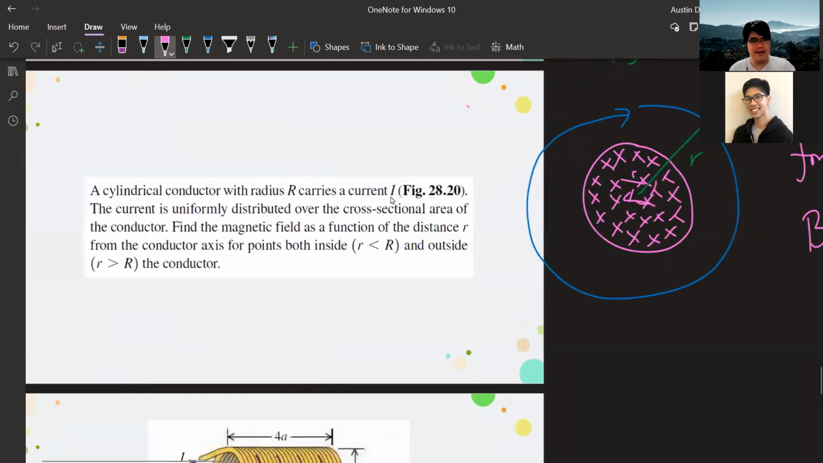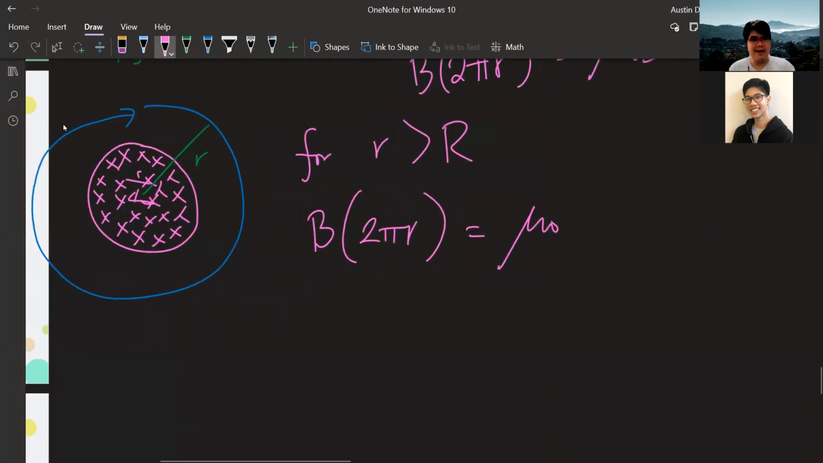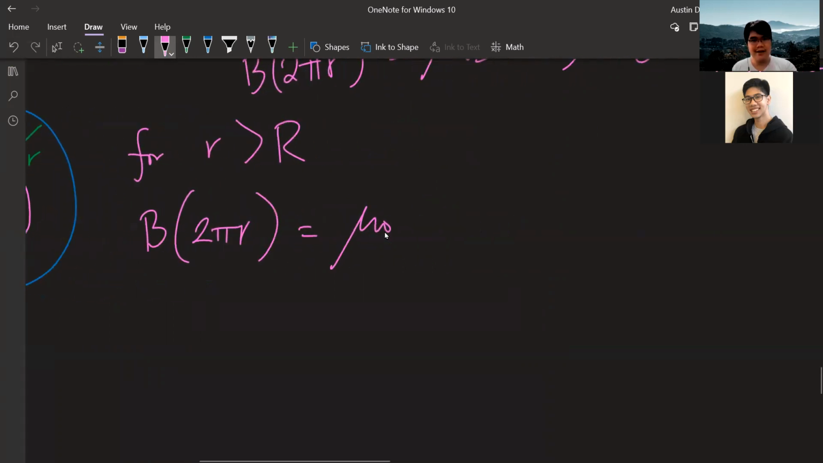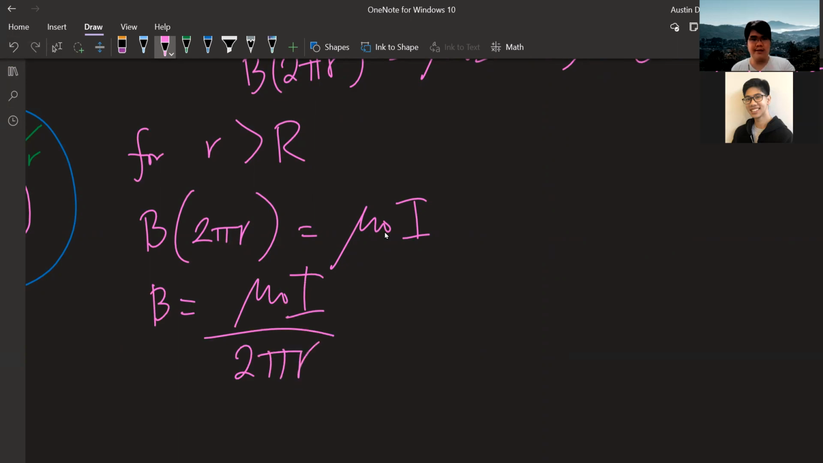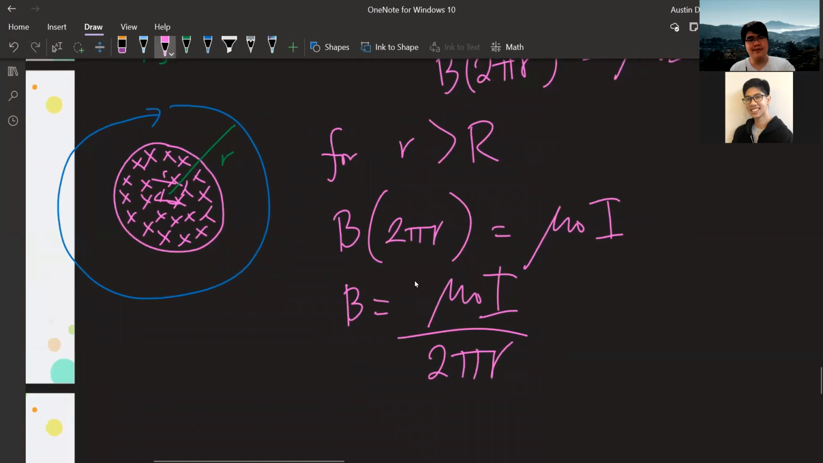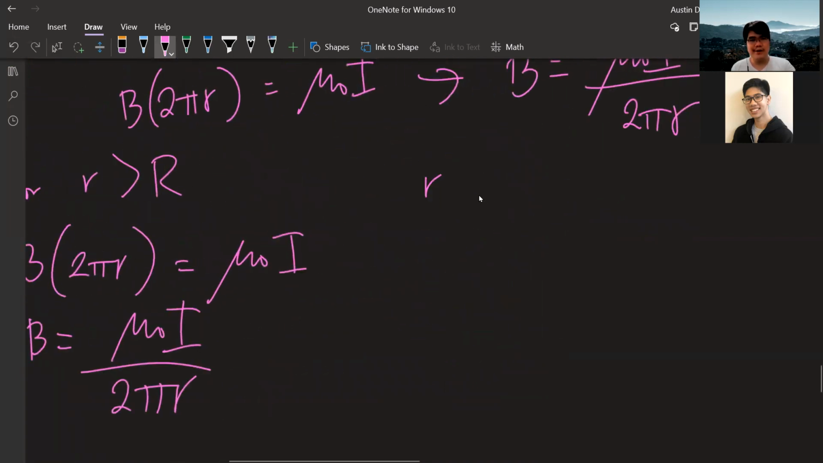What is the current? Okay, carries a current I. So the total current na i-enclose ko is yung whole conductor which carries a current I. Therefore, I have this. So B is equal to mu naught I over 2 pi r. Okay, so kamukha niya yung normal na wire. Ang bago lang dito is yung kapag tinignan mo yung loob. For r less than capital R, let's have a boundary here.